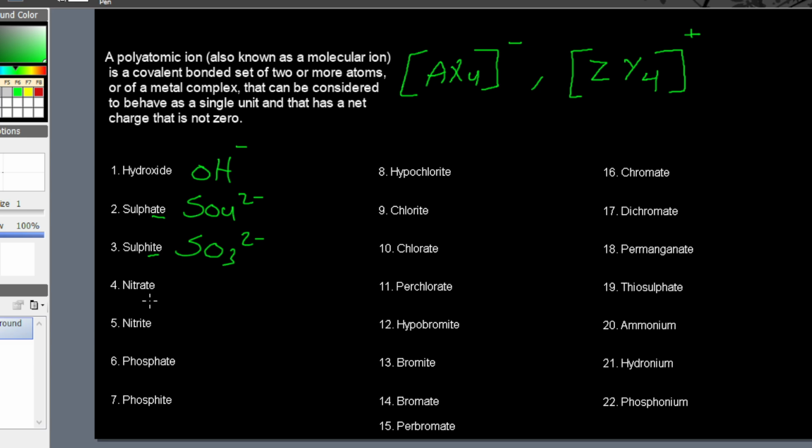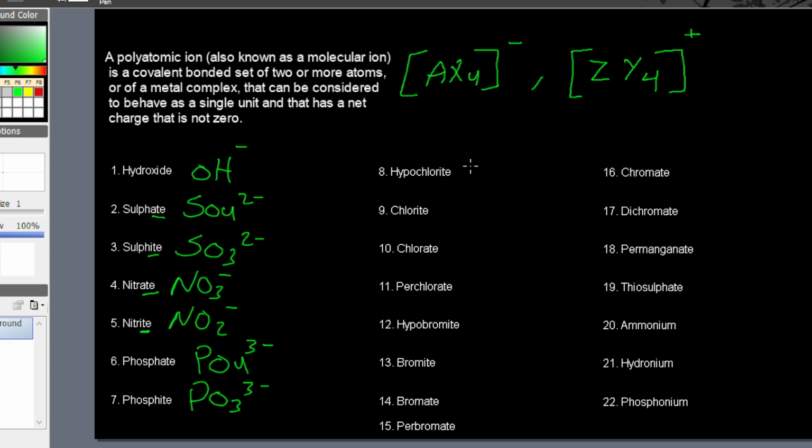Okay, we have then nitrate. Nitrate is NO3, 1 negative, and the nitrite, which is one oxygen less, as you can see here. You decrease it by one oxygen, so it's transformed into nitrite. It was nitrate, and then it's transformed into nitrite. You can see the difference. How about phosphate and phosphite? Phosphate is PO4, 3 negative, and phosphite is PO3, 3 negative.